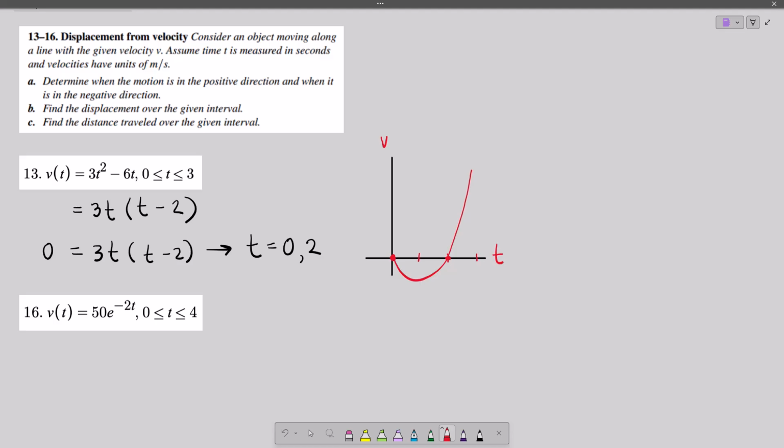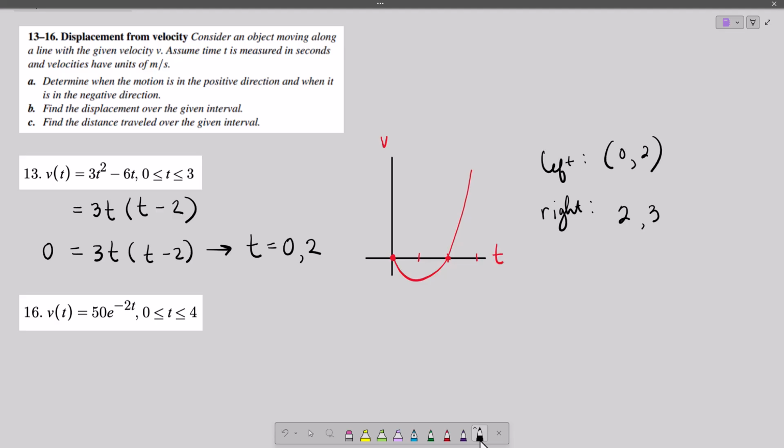So tell me now, what interval is this object moving to the left? 0 to 2? You agree? And should we have brackets or parentheses? Parentheses. Okay, so we're moving left on the interval 0 to 2, and then we're moving to the right on the interval 2 to infinity. So the time interval we're given here is just 3, so we're going to go 2 to 3.